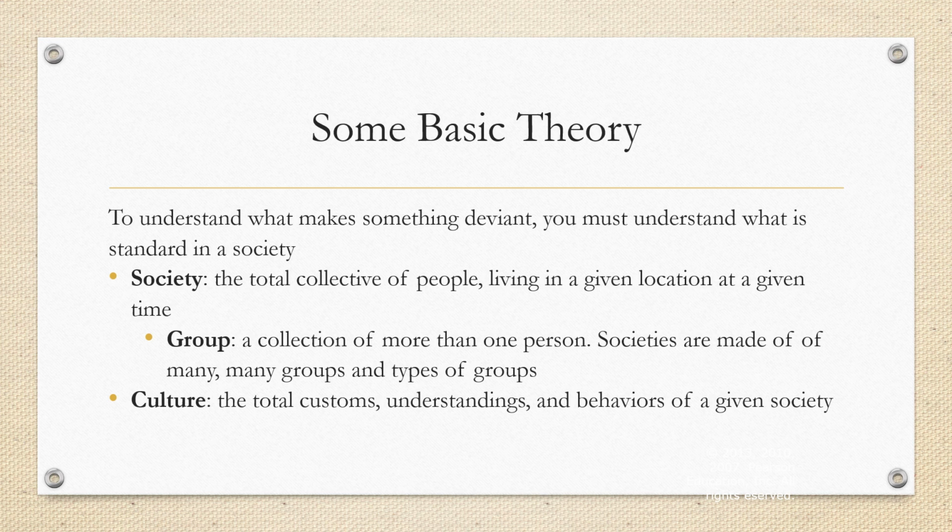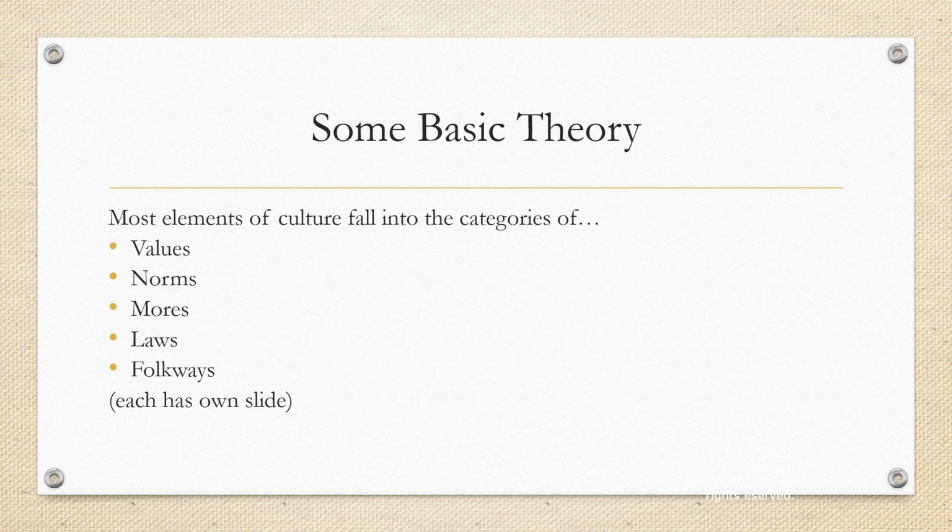Society will be defined as the total collective of people living in a given location at a given time. A group, then, is a collection of more than one person, and societies are made up of many, many groups. A culture, then, a total culture, is the total set of customs, understandings, and behaviors within a given society. You can break that up to talk about subcultures, countercultures, and dominant cultures, but this is where we're going to let it sit for right now. Most elements of culture fall into one of the following categories: values, norms, mores, laws, and folkways. And each of these will have its own slide, and each of these builds off the other.